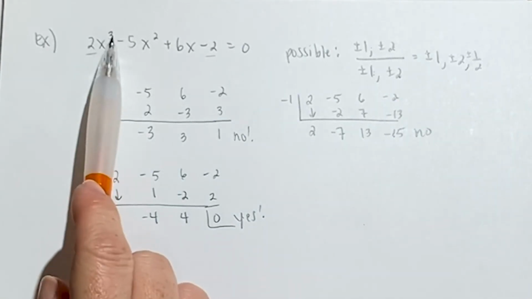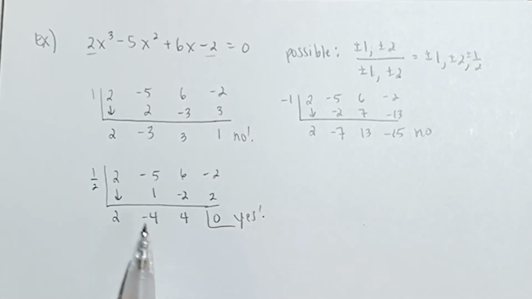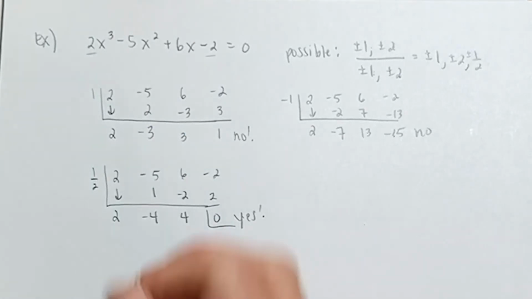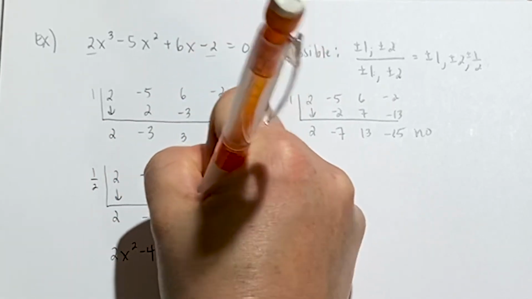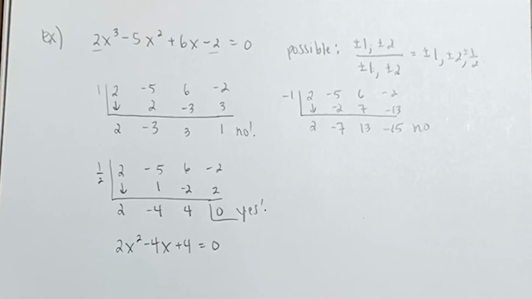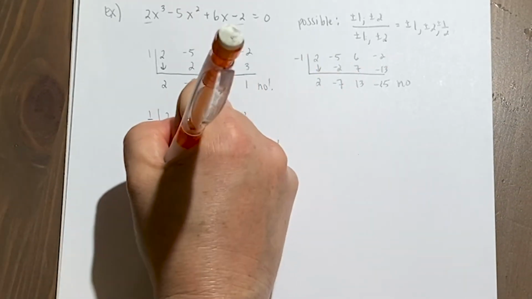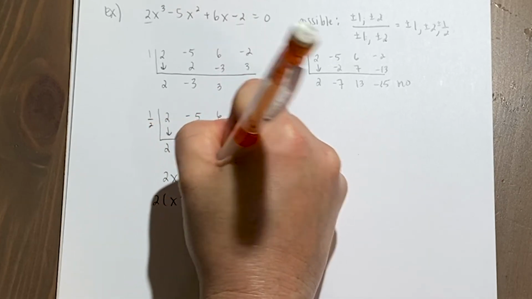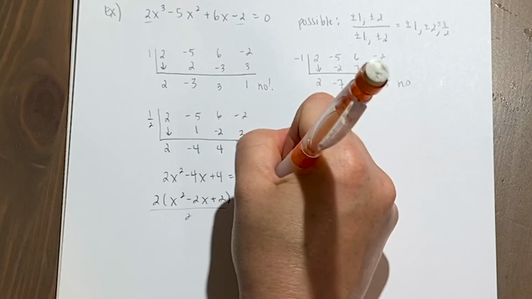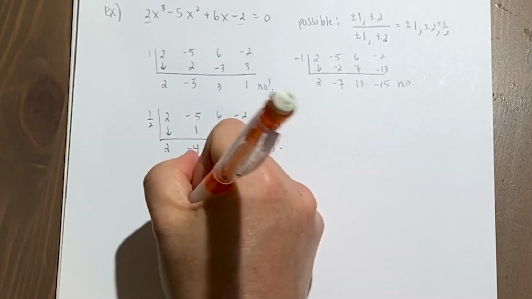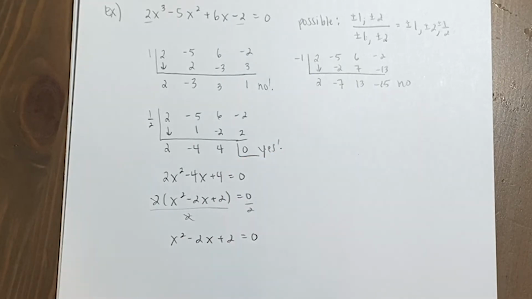So we started with a 3rd degree function. With just one layer of synthetic division, we brought this one down to a quadratic. So we have 2x squared minus 4x plus 4 equals 0. Maybe you're noticing right away that it has a GCF, so we can factor out a GCF of 2. Divide both sides by 2, and it cancels out. So we have x squared minus 2x plus 2 equals 0.